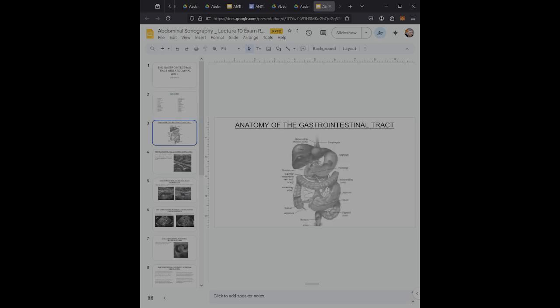So we come to the anatomy of the GIT. We can refer to the GIT as the alimentary canal, and it consists of the mouth, the pharynx, the esophagus, the stomach, the small intestines, and the colon. The mouth is the most proximal portion of the GIT, and the pharynx lies distal to the mouth and unites to the esophagus. The esophagus travels inferiorly within the thorax, and through the opening in the diaphragm, we call this the esophageal hiatus. The distal esophagus unites with the stomach.